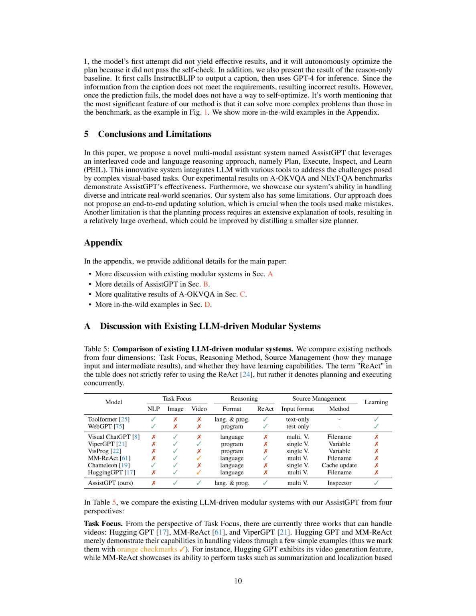Section summary. The AssistGPT model can effectively decompose complex questions into subtasks and complete them step by step, with the ability to self-correct and optimize its plan. In comparison, the reason-only baseline model fails to meet requirements and lacks the ability to self-optimize. The AssistGPT model can solve more complex problems than those in the benchmark, as demonstrated in the presented examples.